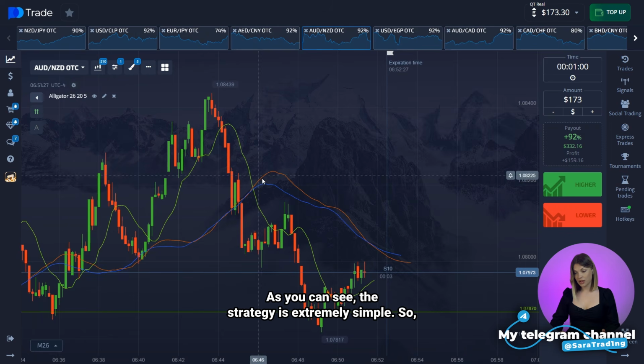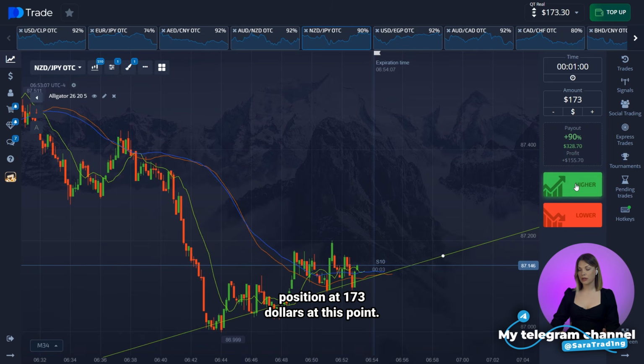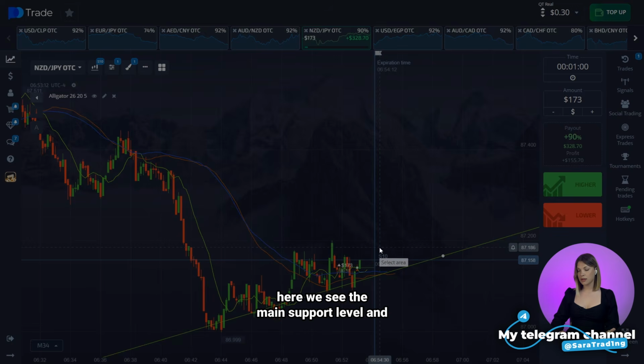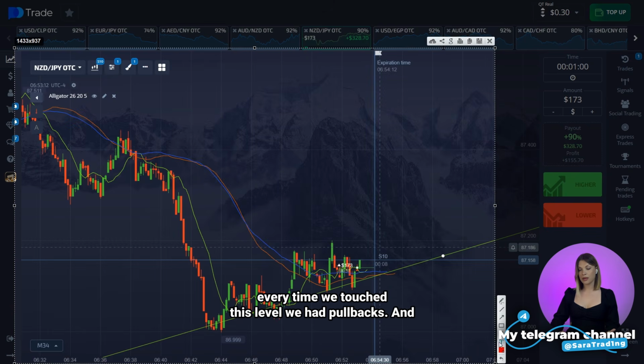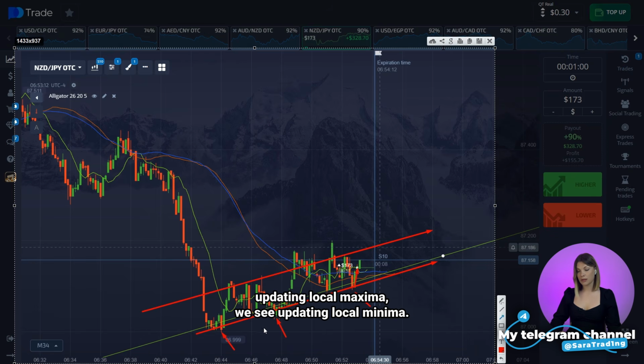As you can see, the strategy is extremely simple. So friend, the next currency pair, here I open a buy position at $173 at this point. Look carefully, our situation is interesting because here we see the main support level, and every time we touch this level we had pullbacks. And now in the last situation where we opened a deal with you, the price has already reversed. That is, we had opened with you simply for the continuation of this upward trend. Also here we see, in addition to updating local maxima, we see updating local minima. This means that the trend is upward and we open the trade correctly.